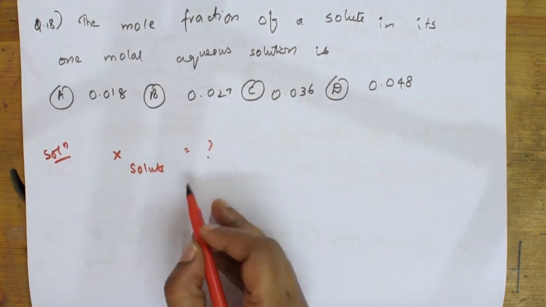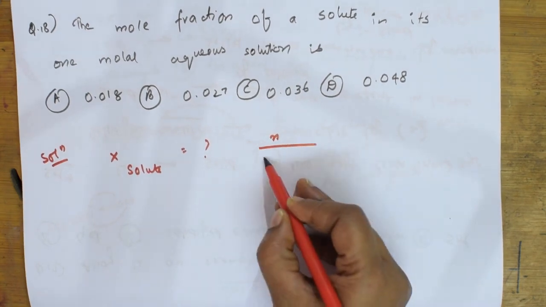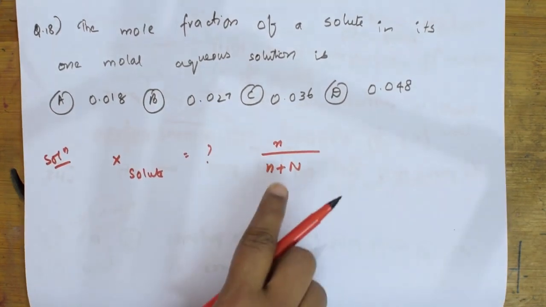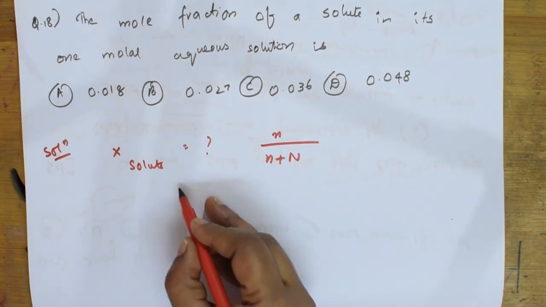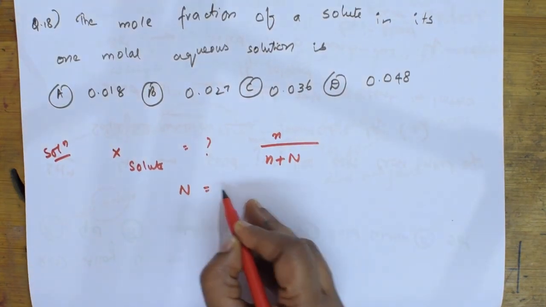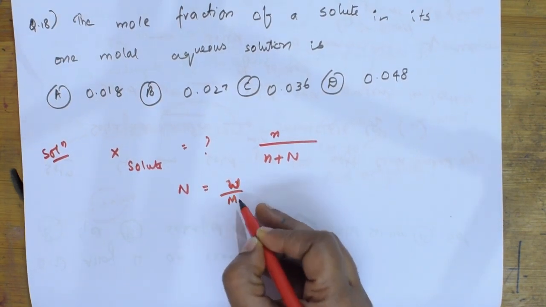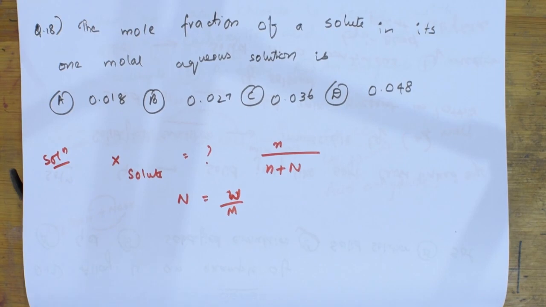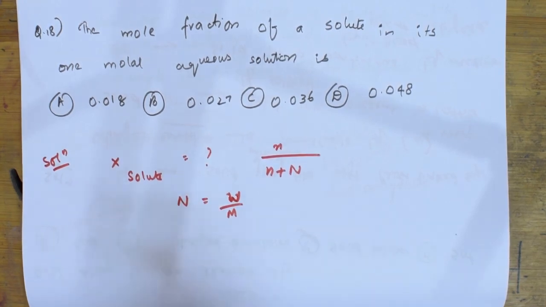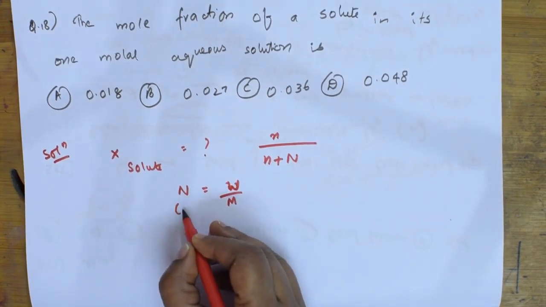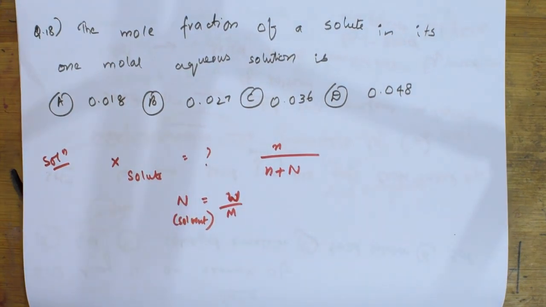Right. So what is the formula for finding a mole fraction? The formula is n by N. What is this N basically? The capital N is the number of moles of the solvent, that is nothing but the ratio of weight by molecular weight, small w by capital W.